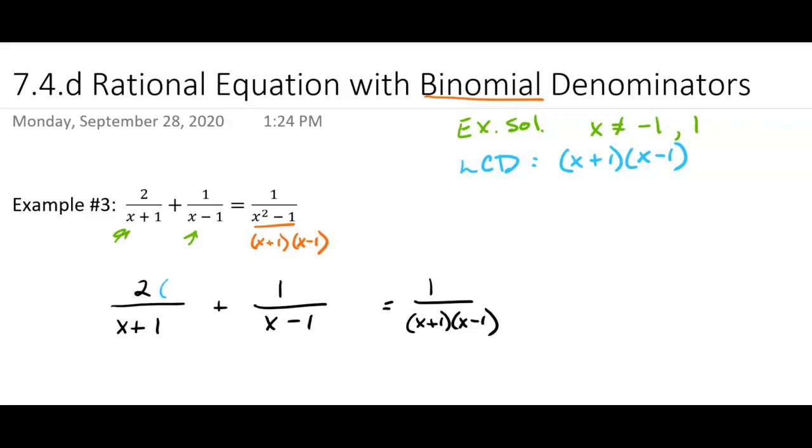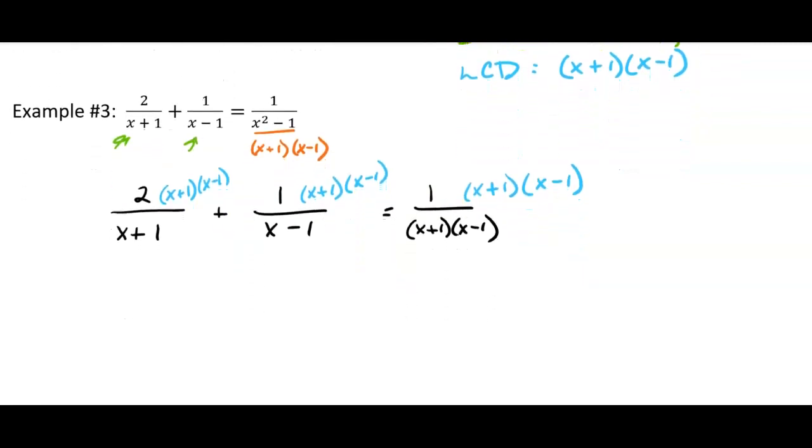Okay, now we're going to multiply the LCD for all of the expressions, the rational expressions. So we're going to multiply by x plus 1, x minus 1. And I'm just kind of squeezing it in here. This is my preferred way to do it. So other people do it other ways, but this is my preferred way of doing it.